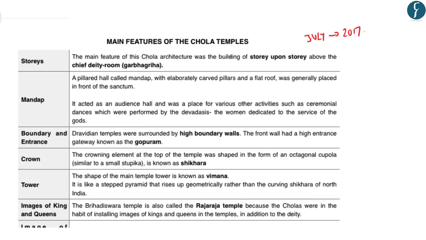It says main features of Chola temples. Stories. The main feature of Chola architecture was the building of story upon story above the chief deity room or the Garbhagriha. Mandap. A pillared hall called Mandap with elaborately carved pillars and a flat roof was generally placed in front of the sanctum, and it acted as an audience hall and was a place for various other activities.